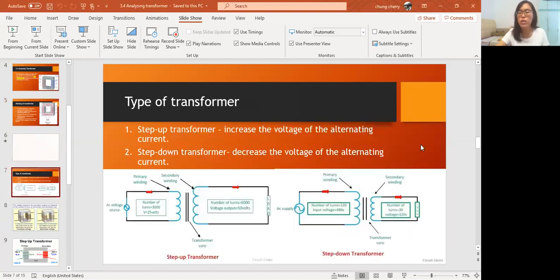Okay, type of transformer, I said just now already. A transformer can either increase the secondary voltage or decrease the secondary voltage, depending on what type of transformer is connected. We have two types of transformer, step up transformer and step down transformer. Step up transformer will increase the voltage of the alternating current, more precisely the secondary voltage. Then step down transformer is to decrease the voltage of an alternating current. Same, it is the secondary voltage. It is increasing or decreasing the secondary voltage.